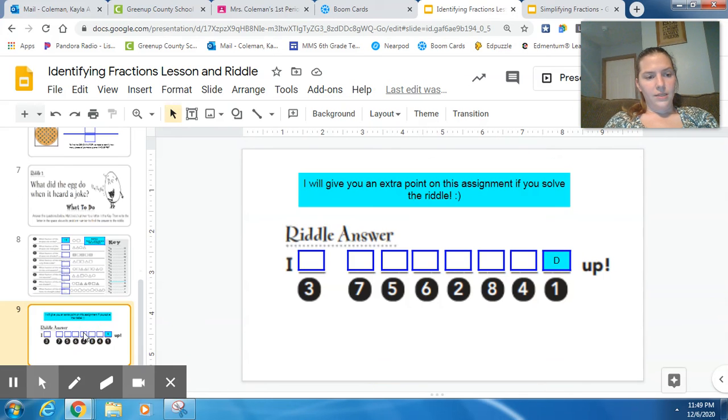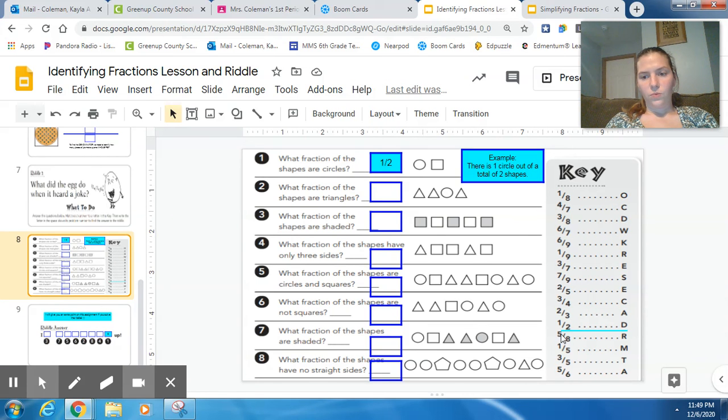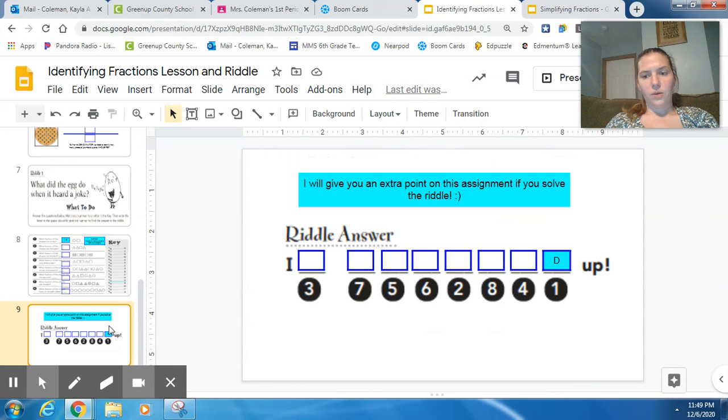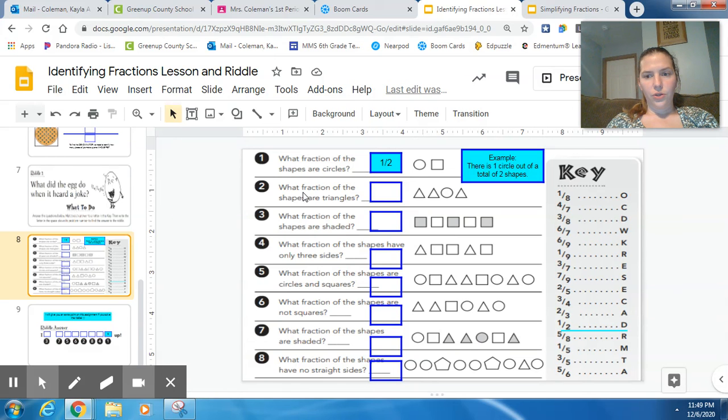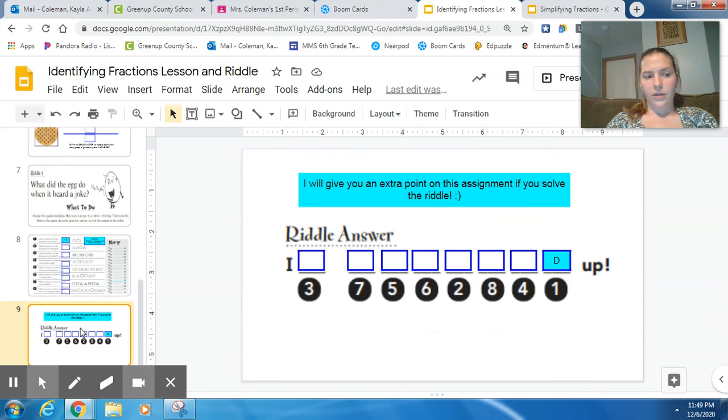So on this next page, this is the riddle. We just did question 1. So I'm going to find the 1. And my answer for number 1 was 1/2. The letter that went with 1/2 was D. So I'm going to put D for number 1. Whatever your answer is for number 2, you're going to find the letter that goes with your answer. That letter is going to go in number 2.